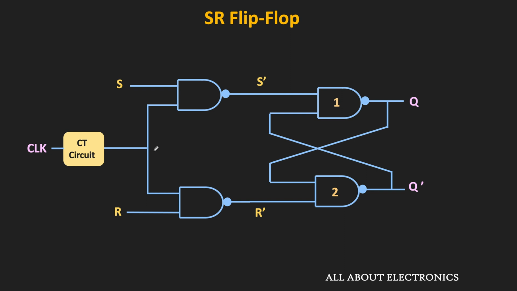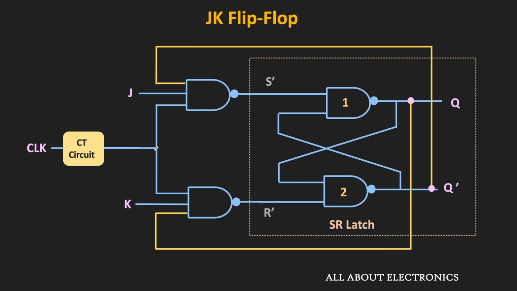Now to use the same circuit as the JK flip-flop, the J input is applied in place of the S input, while the K input is applied in place of the R input. And as you can see, the Q bar output is connected to the NAND gate where the J input is applied, and similarly, the Q output is connected to the NAND gate where the K input is applied. So in this way, with a little modification, the same circuit can now be used as the JK flip-flop. So in short, this is the circuit of the JK flip-flop using NAND gates.